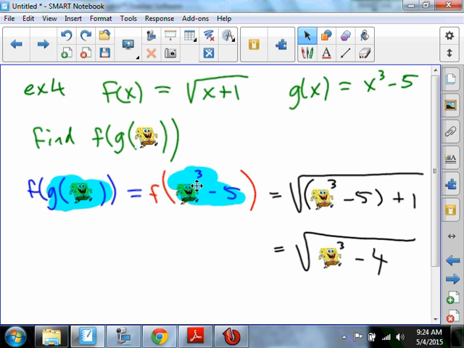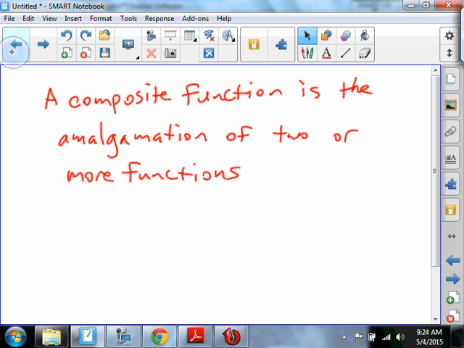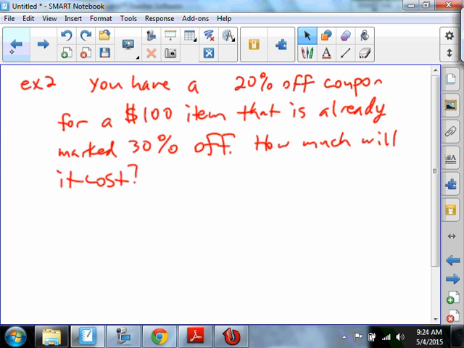So let's back this thing up and pick up our example 2. Example 2 says you have a 20% off coupon for a $100 item that's already marked 30% off. How much will it cost? Everybody says $50 and they're wrong. It's not $50.